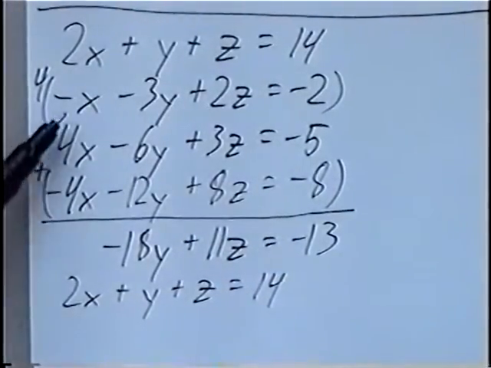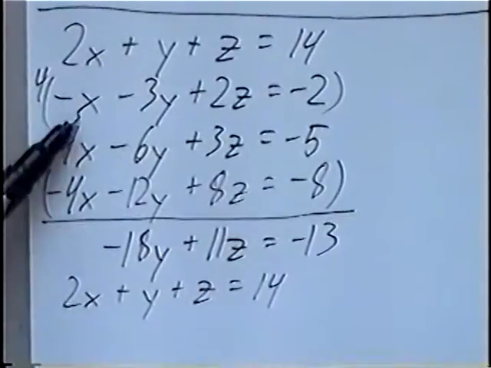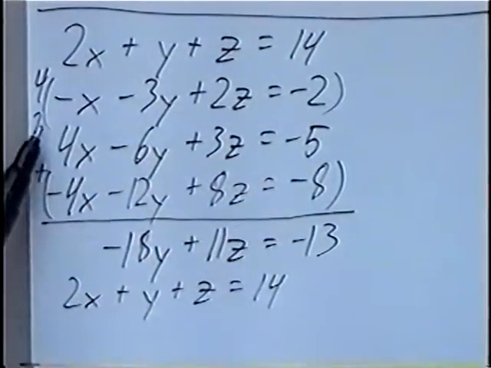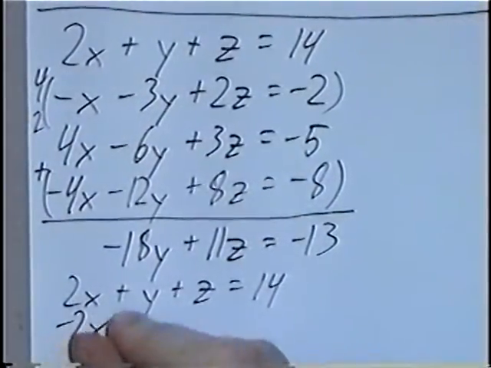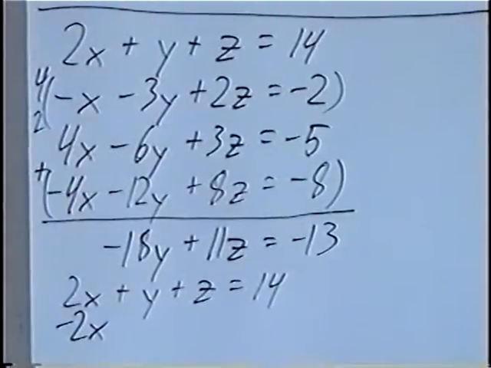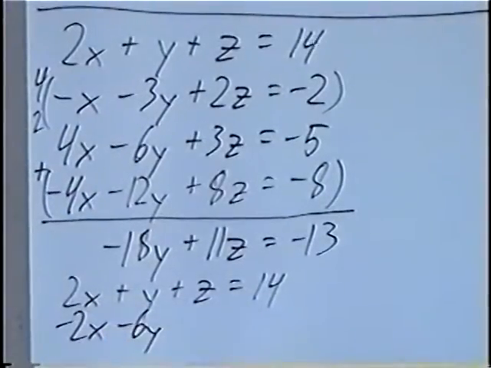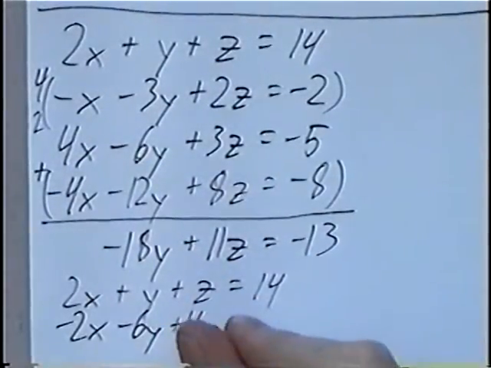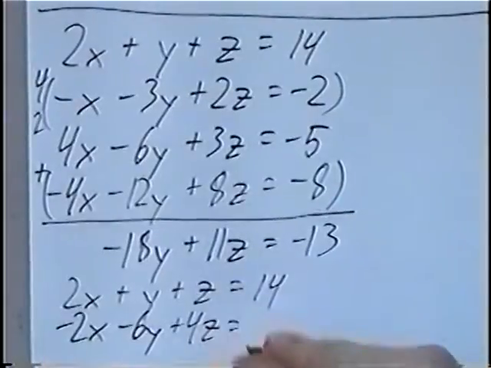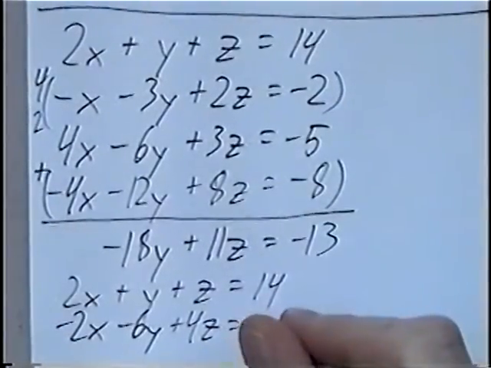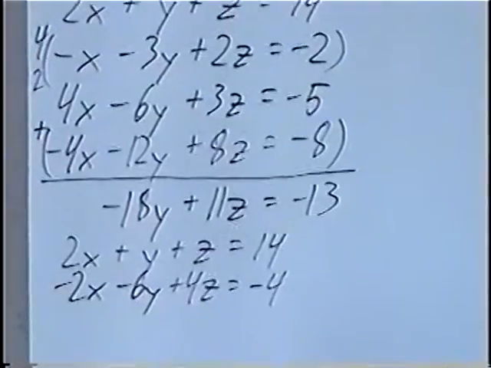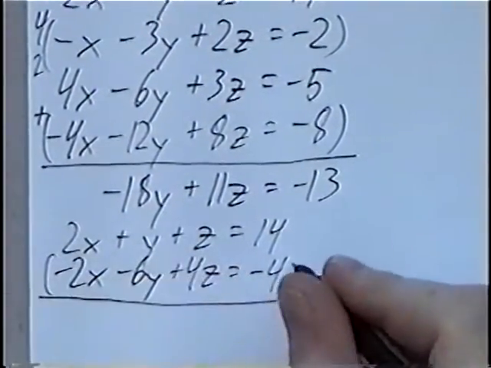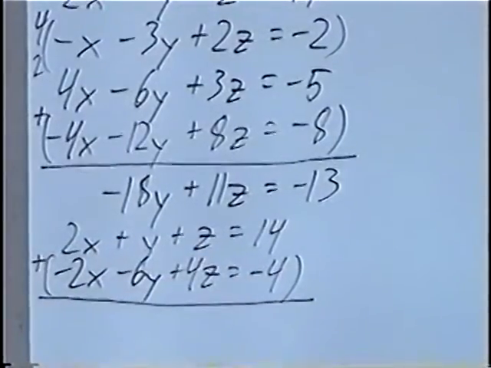and then we can take the second equation. Instead of multiplying by 4 though, we can multiply by 2, so the x's would cancel. Multiplying by 2, it would be negative 2x, 2 times a negative 3y, negative 6y, 2 times a positive 2z would be plus 4z, and 2 times a negative 2 would be negative 4. Combining these two equations, we can add these together to cancel out the x's.